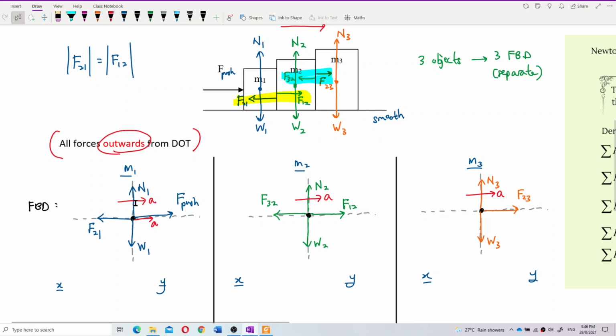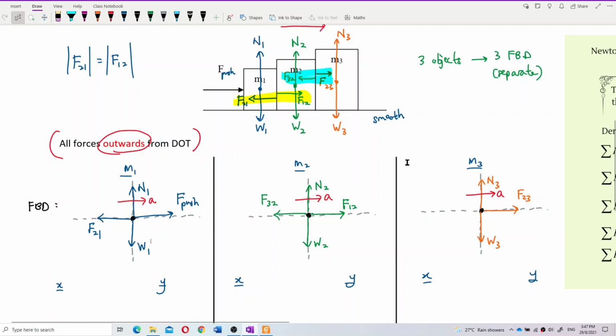You must draw acceleration just beside the dot. So don't draw it on the dot. Acceleration is not in the same group, not the same category. So acceleration, just draw it beside. Okay, so rub it off. We have completed these three separate free body diagrams for the three objects. Three objects, you must have three separate free body diagrams.